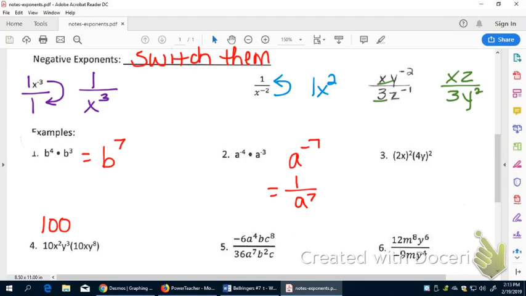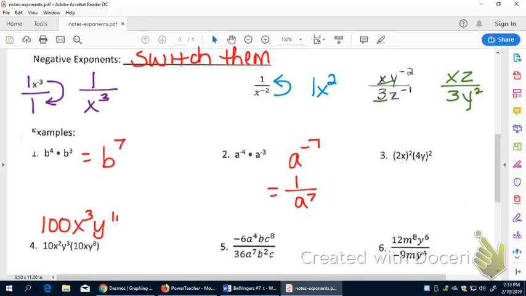Okay, combine the x's. There's x squared and another x. So how many x's? And then there's y to the third and y to the 8. So y to the 11. That's how it works with multiplying. Multiplying is pretty simple as long as you're just thinking about putting it together and how many are there.